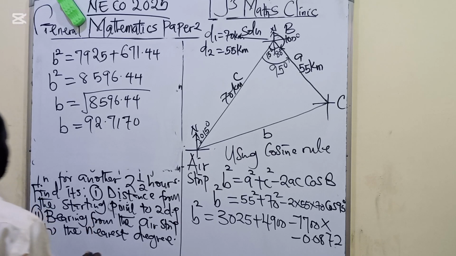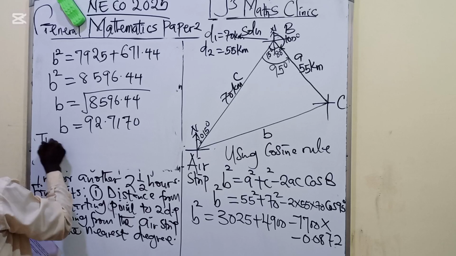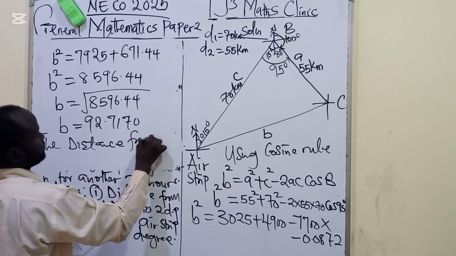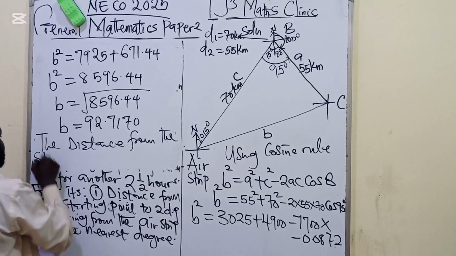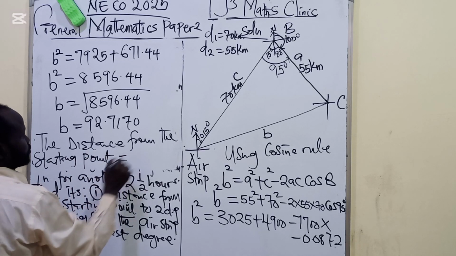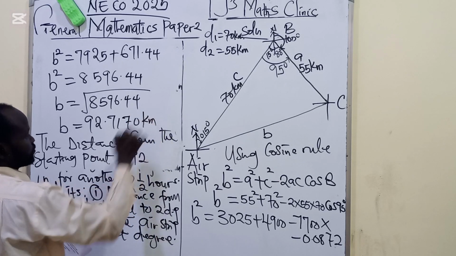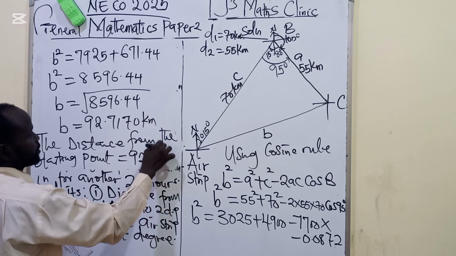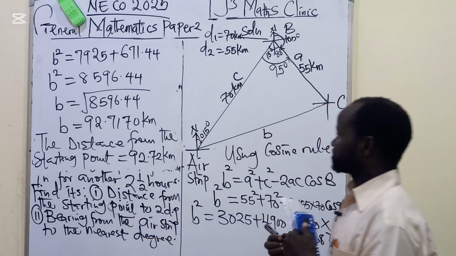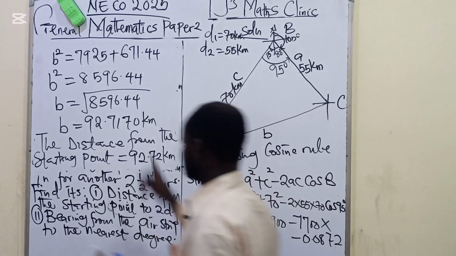The question says the distance from the starting point. The distance from the starting point, to 2 dp, this is in kilometer, will be 92.72 kilometers. Very important, to 2 dp, 92.72 kilometers. Very important. Let's move to Roman numerals 2.